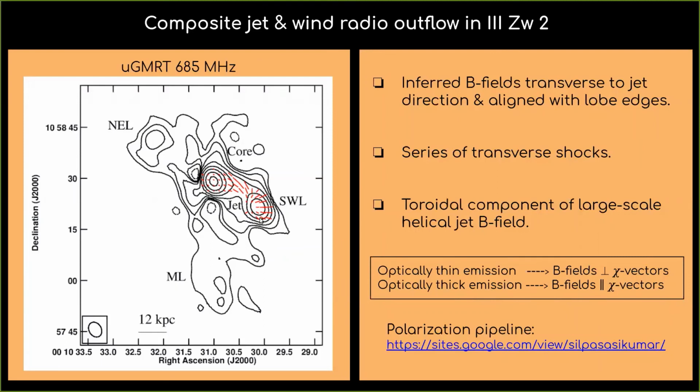These transverse magnetic fields could be interpreted as a series of transverse shocks that order and amplify the magnetic field by compression, or could also represent the toroidal component of a large-scale helical magnetic field associated with the jet. I would also like to mention that we have developed a polarization pipeline that can reduce both the continuum and polarimetric UGMRT band 4 GWB data, and this pipeline is available publicly at this location.